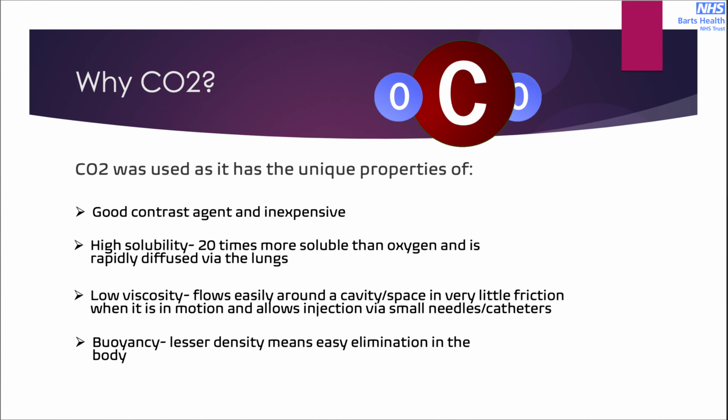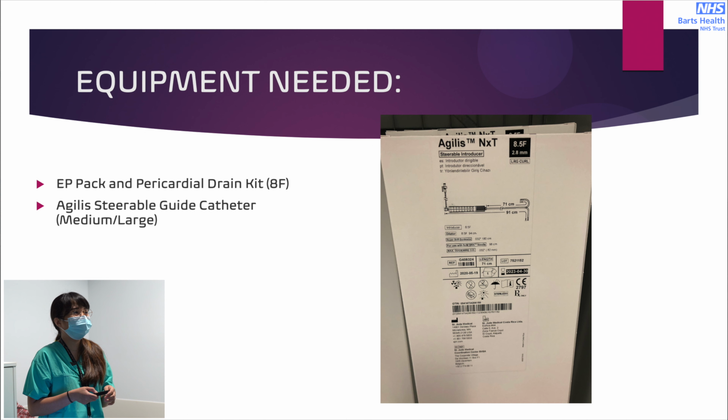The equipment that you will need is first the EP pack and the pericardial drain kit. The reason I included the pericardial drain kit is that after the epicardial VT, you would need a drain overnight anyway, so it's better to just open a drain kit. For those of you who don't know, the pericardial kit in EP is 8 French, compared to the intervention one, which is 6 French.